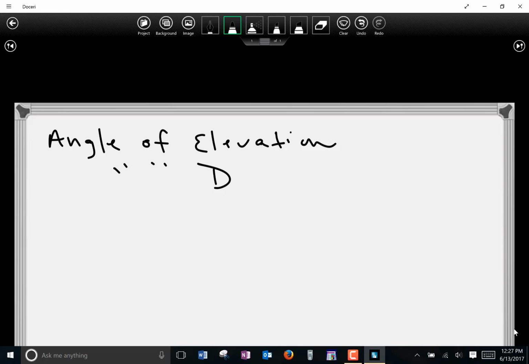In this section, you're going to need two important definitions. One is the angle of elevation, and the other is the angle of depression. Now, in order to get your drawings correct in these application problems, you're going to need to make sure that you get these two definitions down.